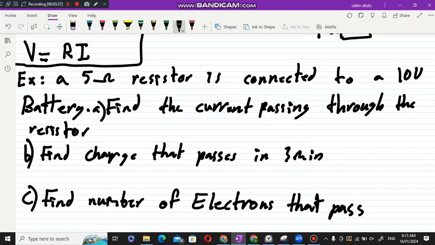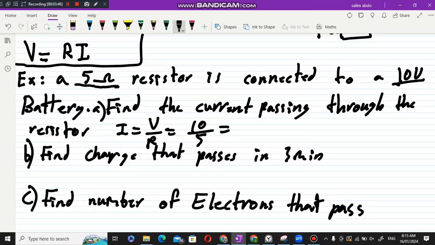So first thing, we want to find the current passing through the resistor. We are given the resistance value or the value of the resistor, and we are given the voltage value. So we'll say that current is equal to voltage over resistance, which is 10 volts over 5, which is equal to 2 amperes.